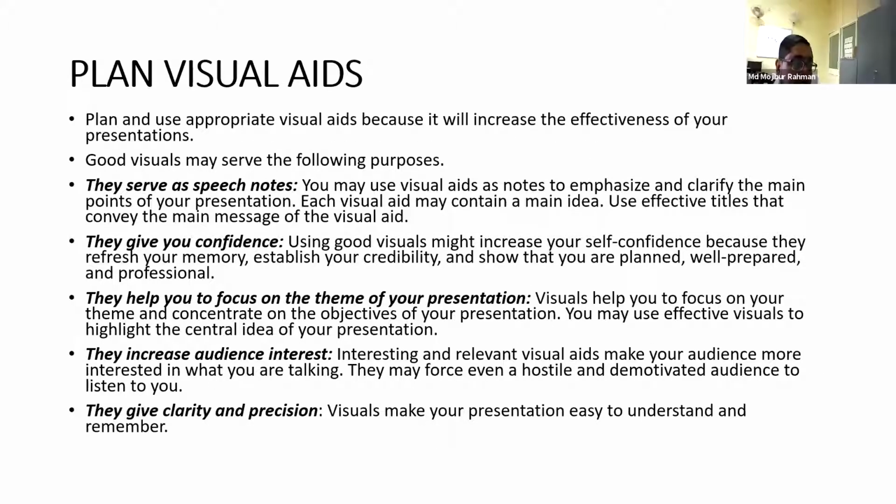Then accordingly we have to plan our visual aids also. Yes, we have to show certain things for our presentation. So what is the purpose of giving these visual aids? Any idea?